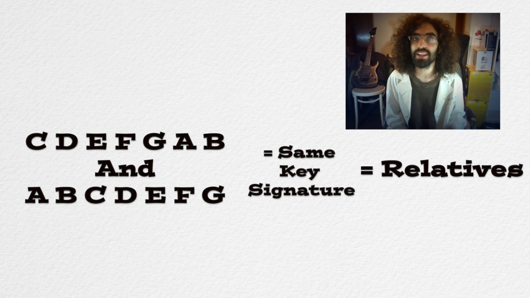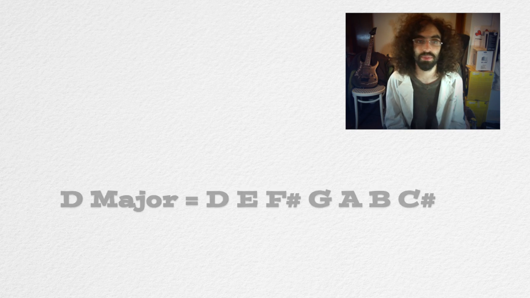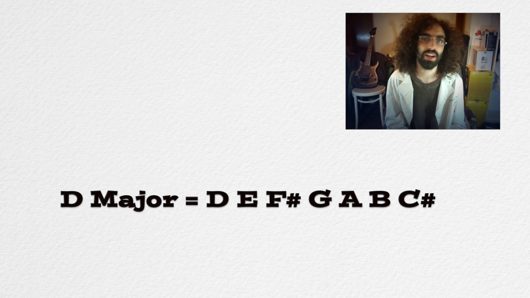So you can find a major key's relative minor by starting a scale on the sixth note of the key's major scale. So for example, if I ask, what is the relative minor of the key of, let's say, D major? First you have to find your D major scale, which is going to be D, E, F sharp, G, A, B, C sharp.